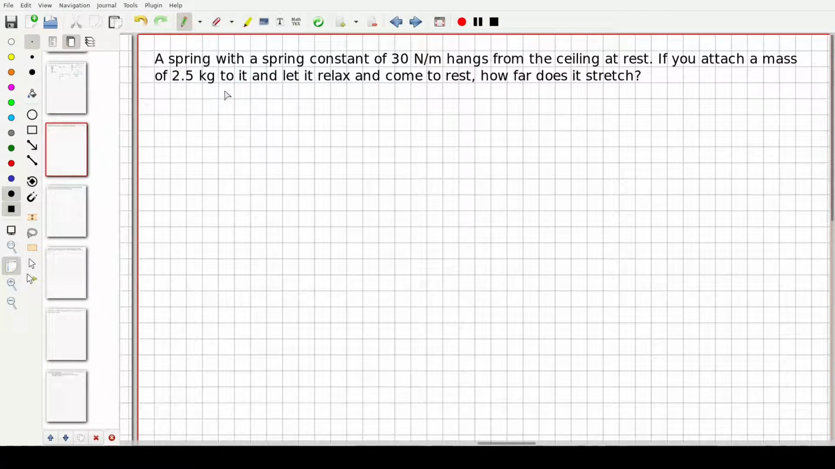Okay, so thus far we've dealt with the common forces: gravity, the normal force, and tension. Now we're going to deal with another common force, and that's the spring force. Now, spring forces are called restoring forces.